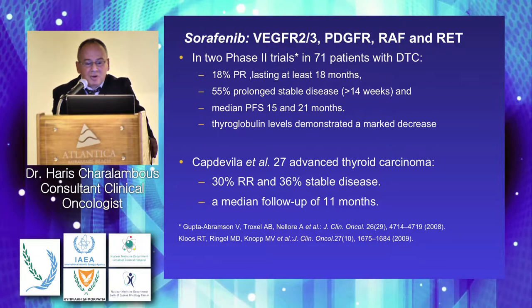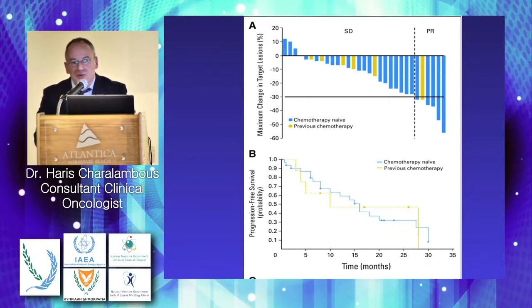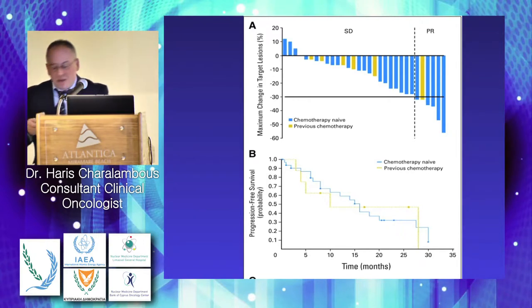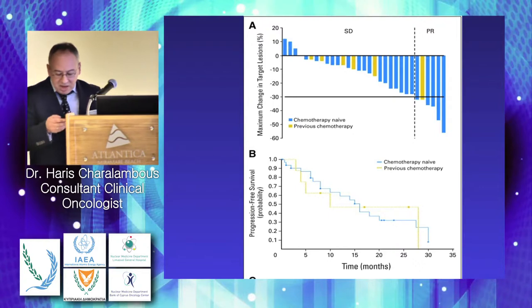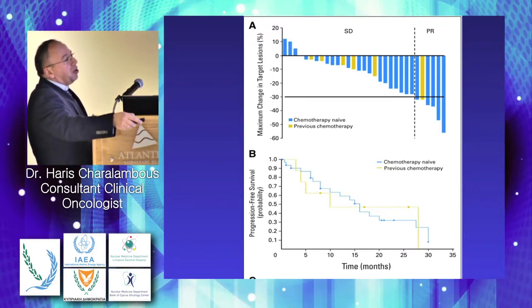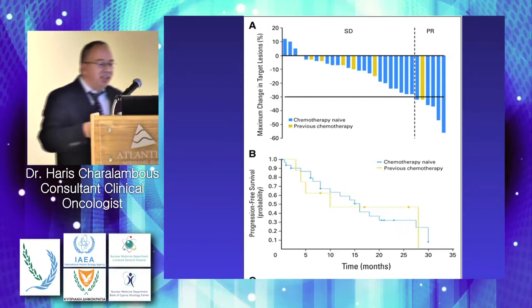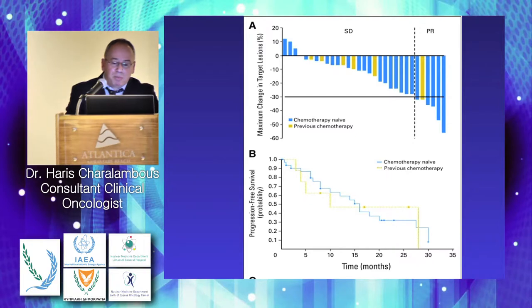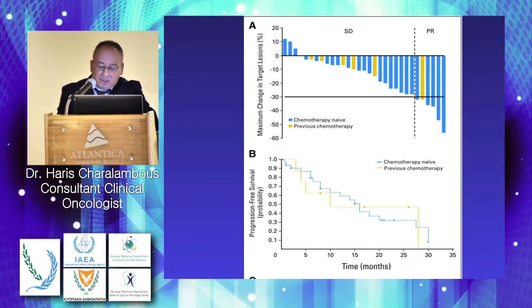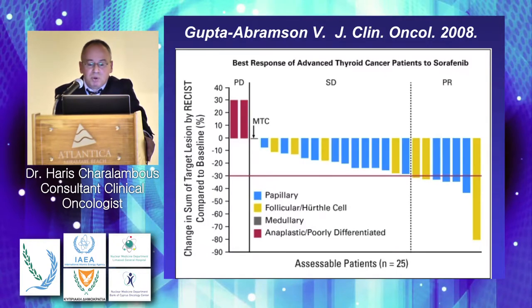And I'm not going to discuss them in too much detail, just again to make the point of the waterfall plot. When you look at response rates, there is the figure of 30% reduction, which is here. So you only capture those that have responded. But clearly, quite a lot of patients who would be classified as stable disease would have reduction in the tumor size. So waterfall plots are probably a way of looking at these agents in a bit more detail.